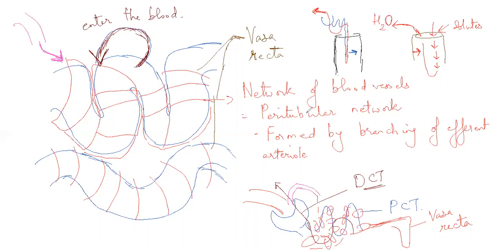This is the vasculature of the nephron. The peritubular network is formed by the efferent arteriole. The efferent arteriole branches to form the peritubular network around the PCT and DCT. The peritubular network in turn forms the vasa recta.